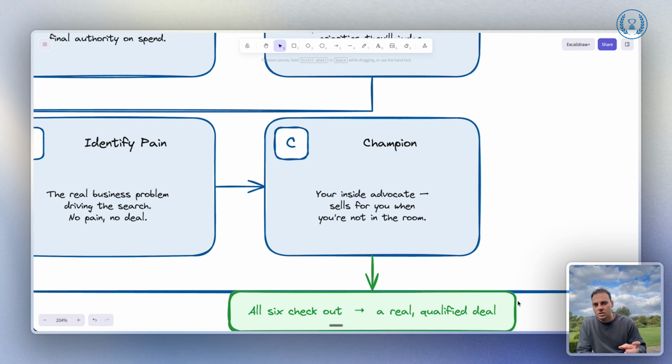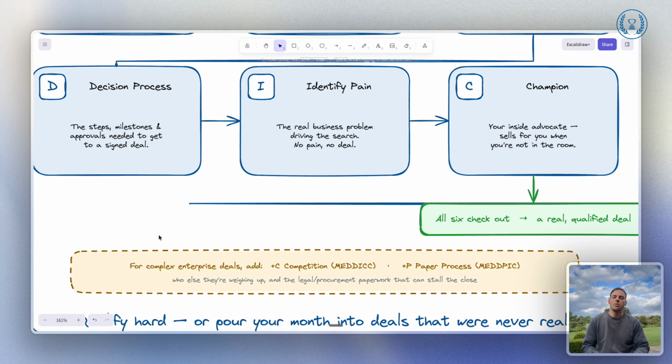You always want to identify your champion, have at least 1 or 2 people that you really get along with, that are involved in the sales process. If all of these check out, you have a real qualified deal. And I probably should have disclaimed this at the start, but this is probably for more complex enterprise style deals where there's lots of decision makers, lots of moving parts. However, if you do have a bigger deal on the table, you always want to qualify hard, or you're going to pour your months into deals that were never actually real and waste loads of time, which is a massive mistake that I made.